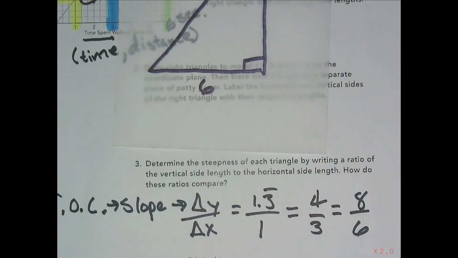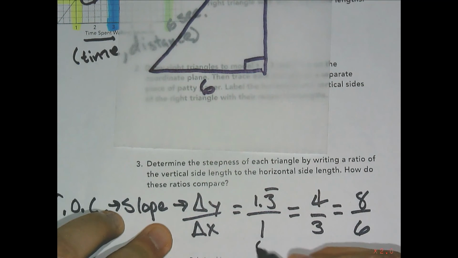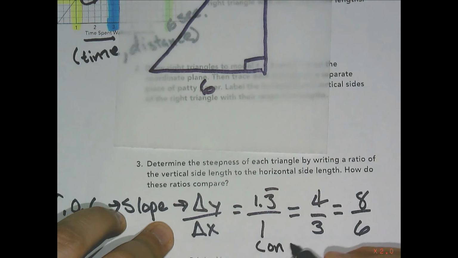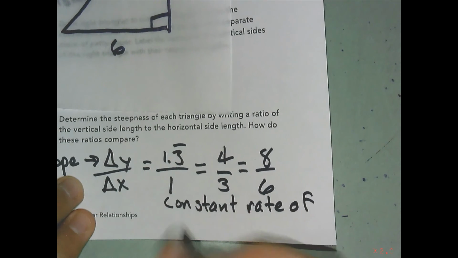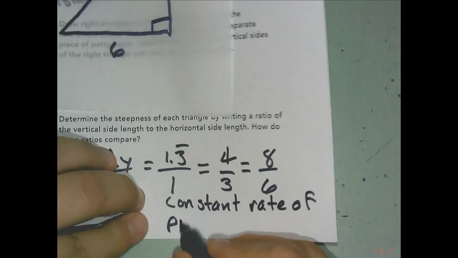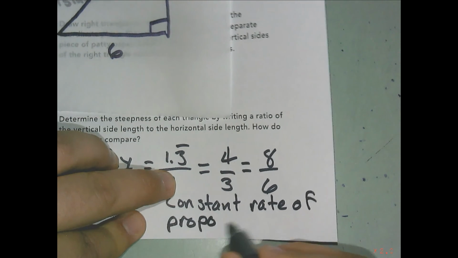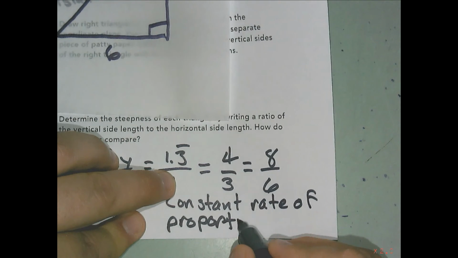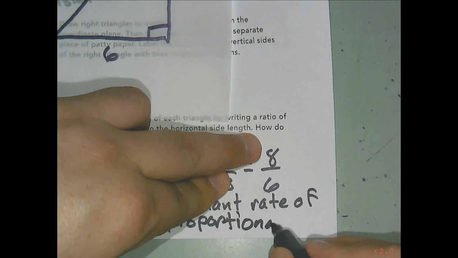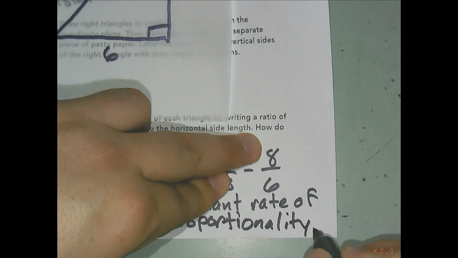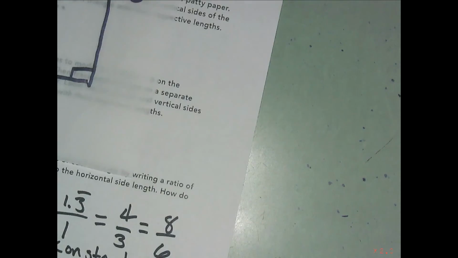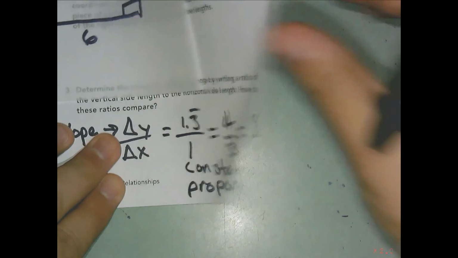So they're proportional, right? And so we would say that that is a constant rate of proportionality. Okay? Does that make sense to you guys? Let me leave that up there so you can see it.